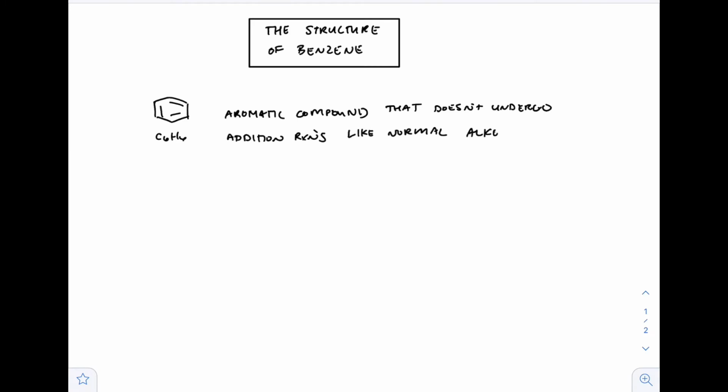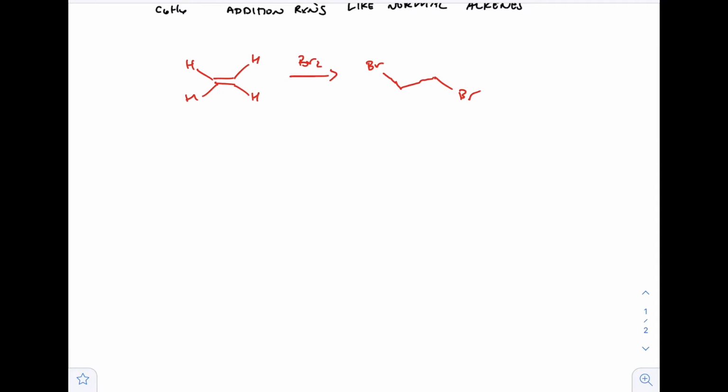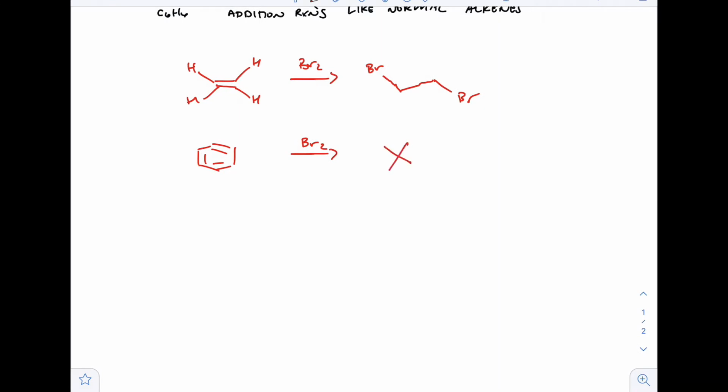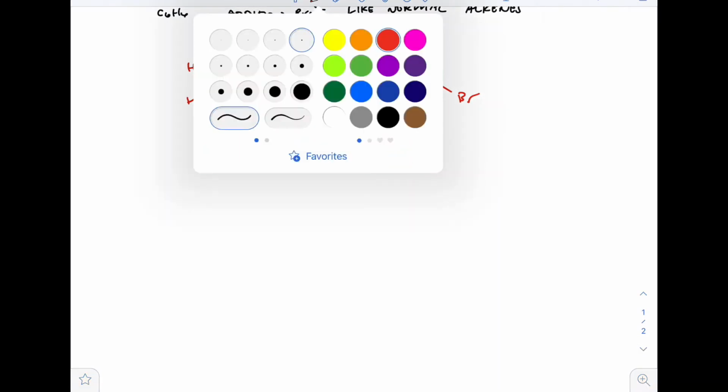But it's an aromatic compound that doesn't undergo addition reactions like normal alkenes. So it's kind of fancy because it has particularly good stability. For example, this alkene with Br2 undergoes addition of that Br2. But if we have benzene with Br2, nothing happens at all.